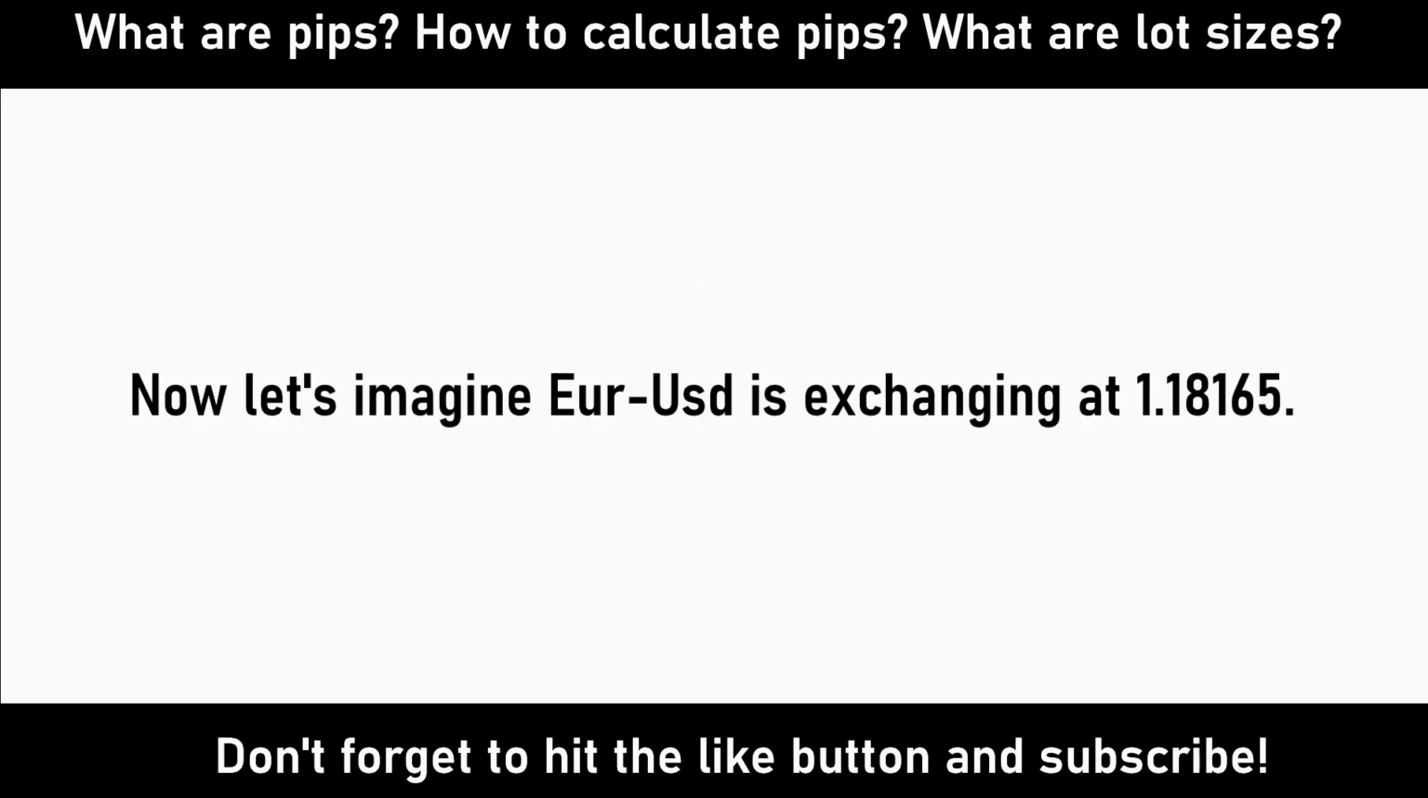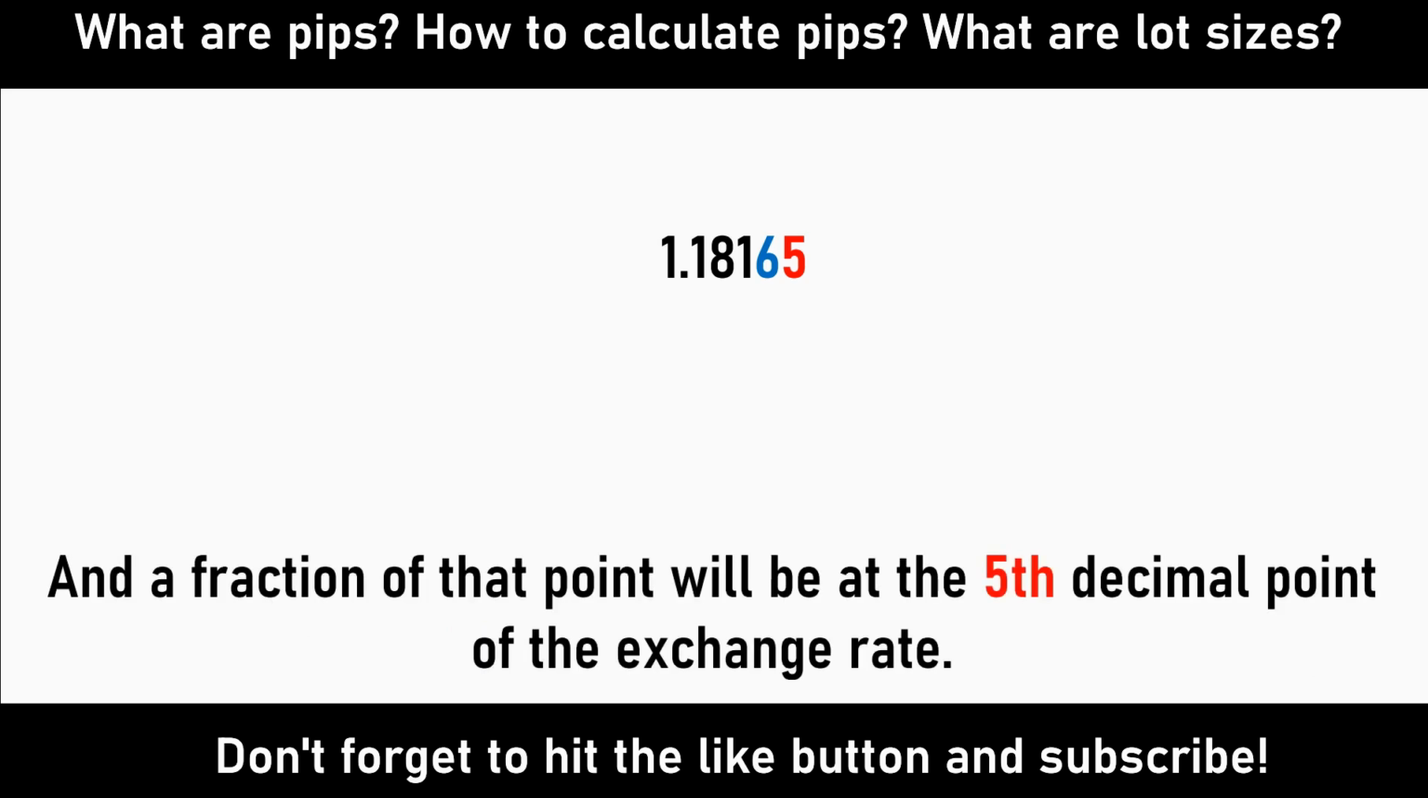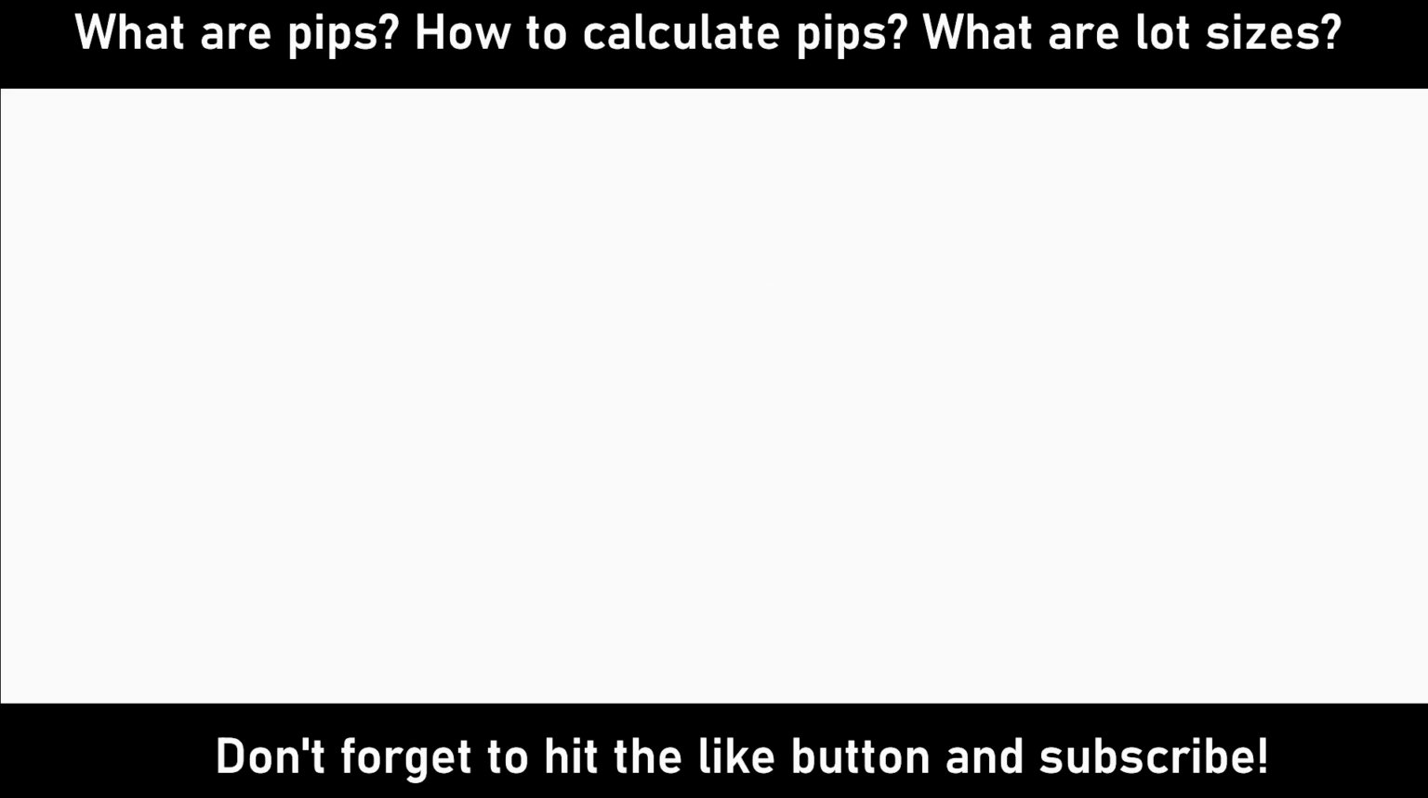Now let's imagine Euro USD is exchanging at this current exchange rate. The price improvement point or PIP count will be any changes at the 4th decimal point, and the fraction of that PIP will be at the 5th decimal point. Now that we've gotten that out of the way, let's get started with lot sizes and then we'll get to calculating pips.